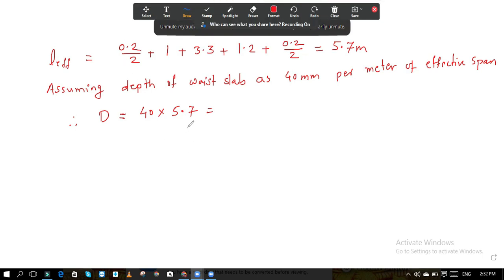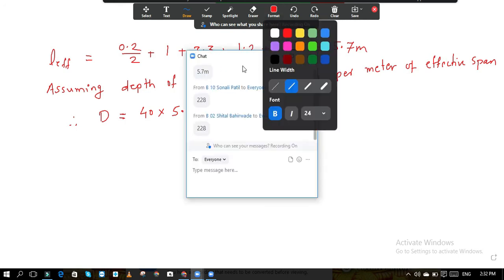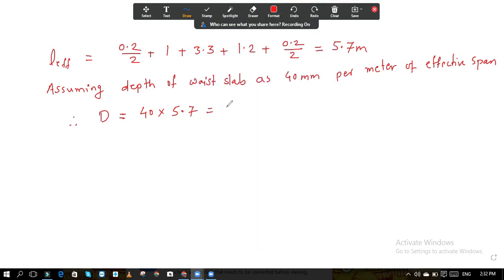So what is the value? D is 40 into 5.7. 228. Okay, 228 mm. So we will round up this value to 230 mm. So this is our overall depth.